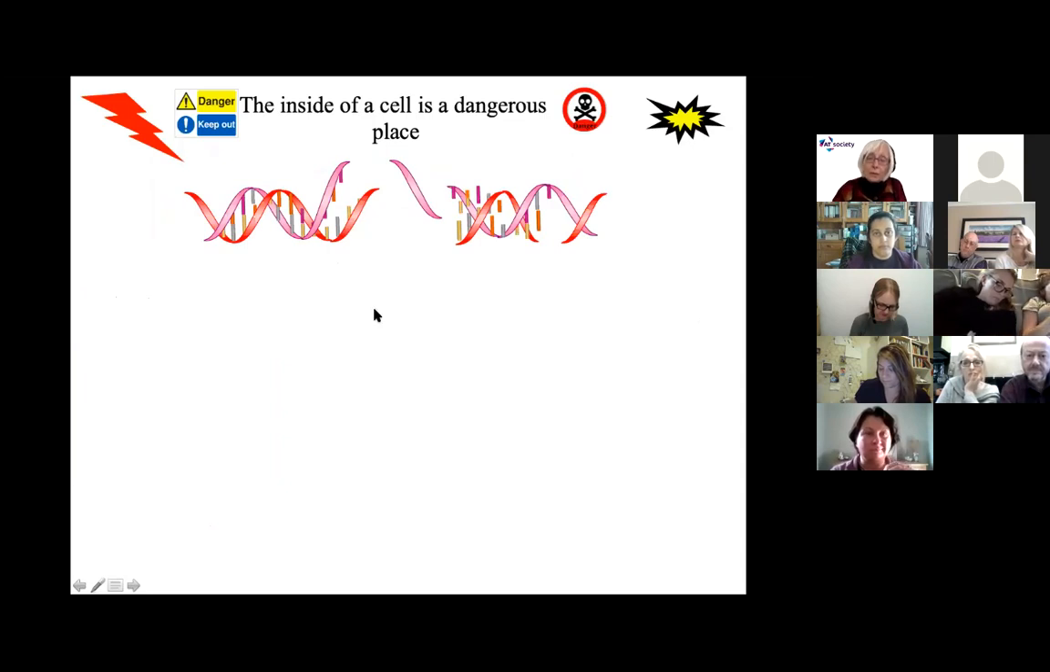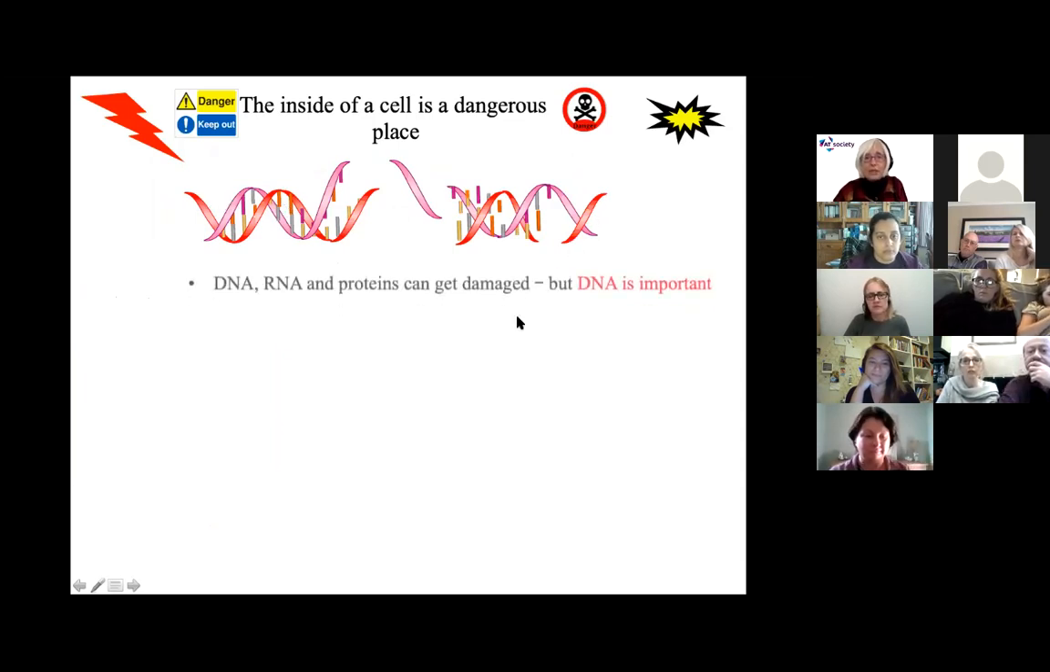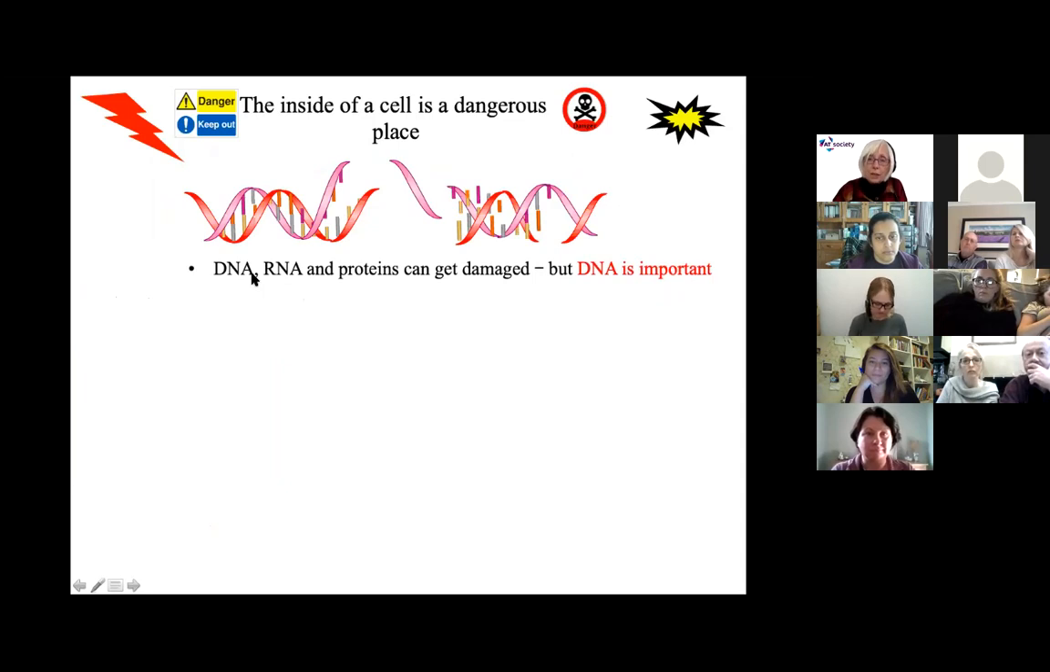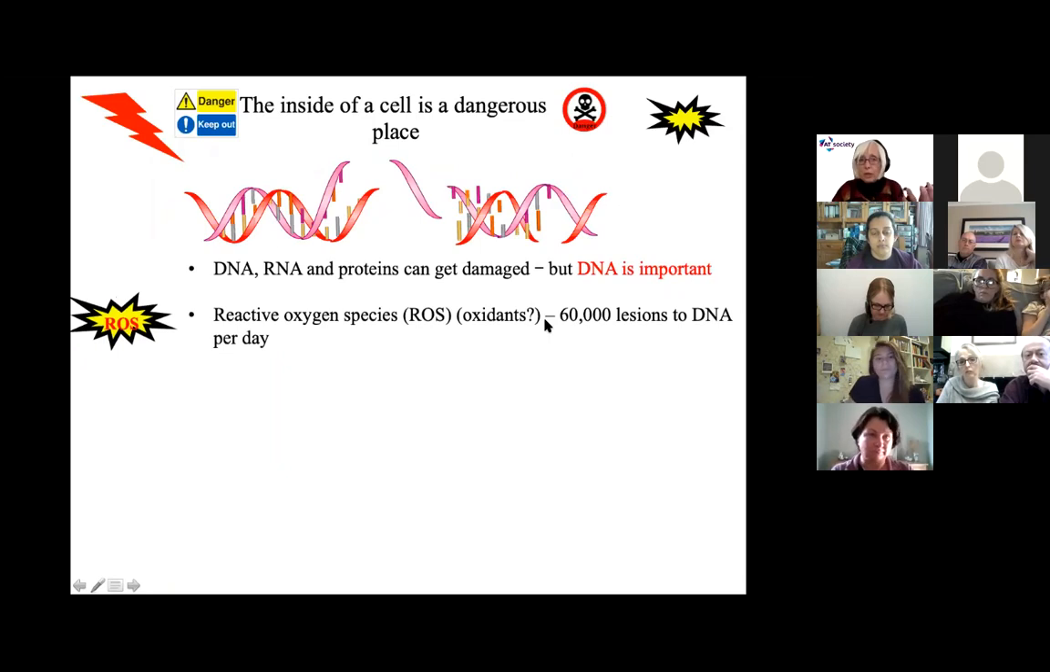Trying to bring out the points that we're going to talk about today. Now, the inside of a cell is actually a dangerous place, and your DNA can get very readily damaged. As I told you, all your components, DNA, RNA, and proteins, all get damaged. But what really counts is your DNA. So the cell puts quite a lot of energy into trying to maintain the integrity of the DNA.